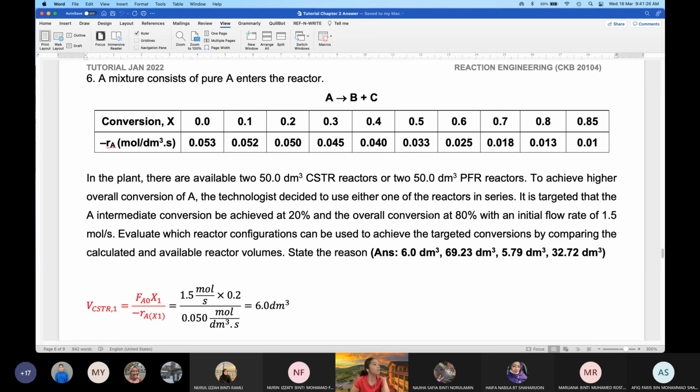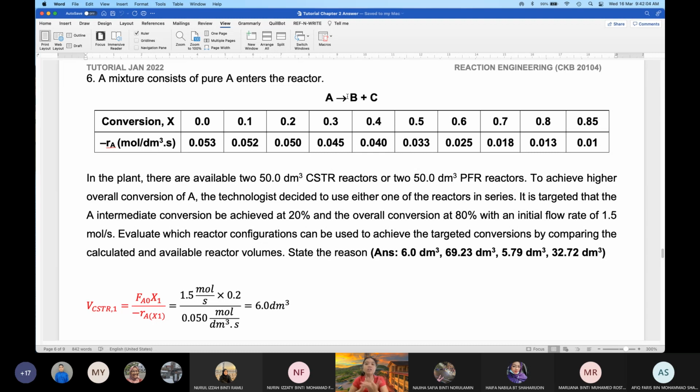So, this is initial flow rate 1.5 mole per second. Okay, so, you know initial means it is the value at the initial. Then it says mole per second, 1.5 mole per second. So, now you already know, right? Mole is the dimension, and second is the dimension of time. So, mole per time, molar flow rate. So, molar flow rate you know is F, right? So, initial not. Then, the initial reactant entering is only A. So, it is FA not. So, they already give you FA not 1.5 mole per second.